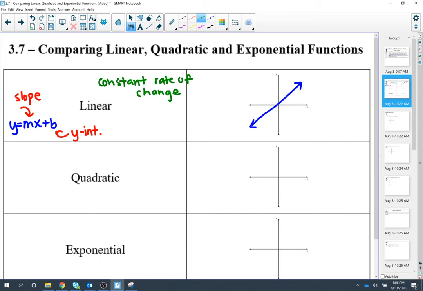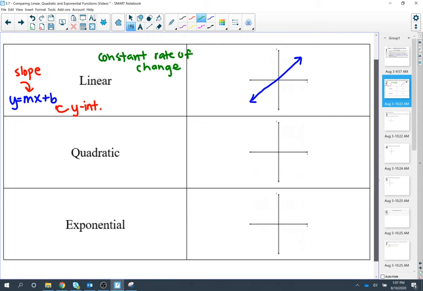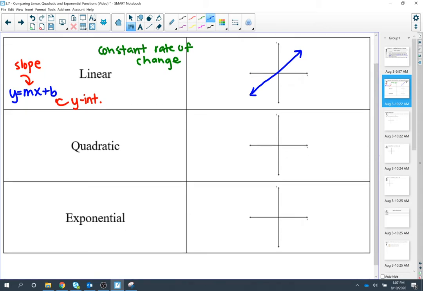Moving on to quadratic. So quadratic is what you learn in secondary 2. That's what we add on. And this guy is your parabola. This guy is your y equals ax squared plus bx plus c. That's how we write his equation. And this guy is not constant rate of change.